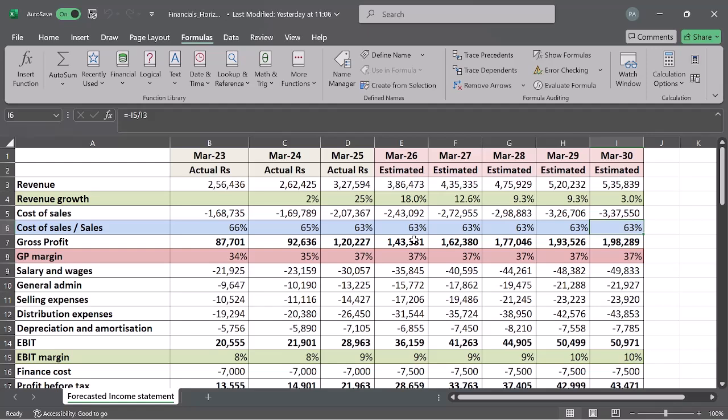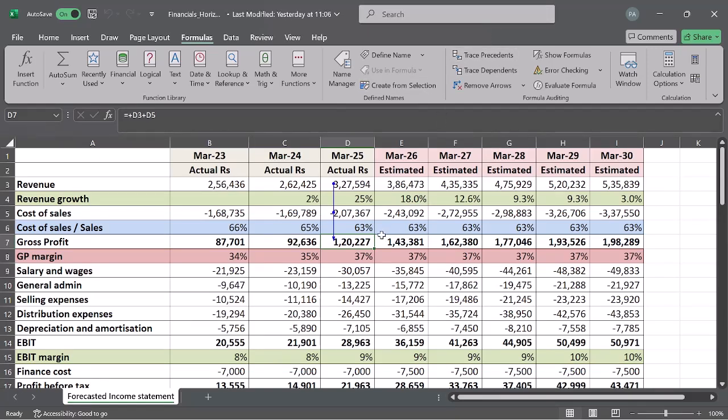Unless something big happens, like the input raw material cost goes up. But then the revenue is also going to go up a little bit, and it will show about the same percentage of cost of sales. But things can change for any company. A company can become less profitable, so the cost of sales percentage can go up also. But here I have assumed 63%. In your assumption you can take any.